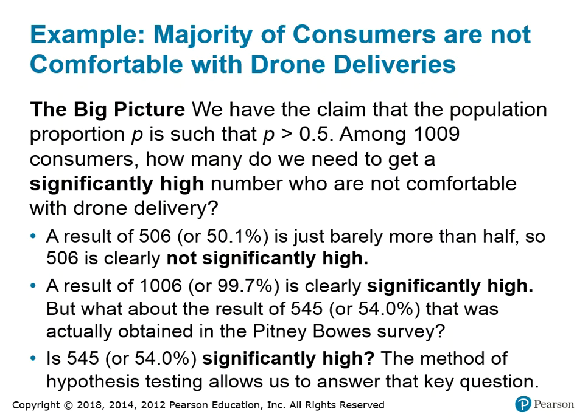In this situation, our big picture is the claim that the population proportion P is such that P is greater than 0.5. Among 1,009 consumers, how much do we need to get a significantly high number who are not comfortable with drone delivery? The result of 506 is just barely more than half, so we would consider that not significantly high. 1,006, or 99.7%, would be significantly high, but where would 545 fall? Is 54% significantly high enough?